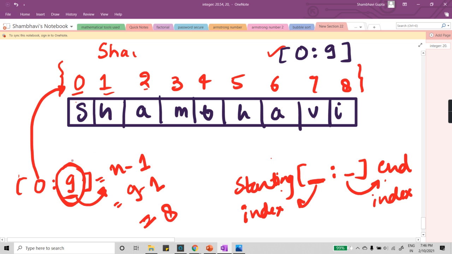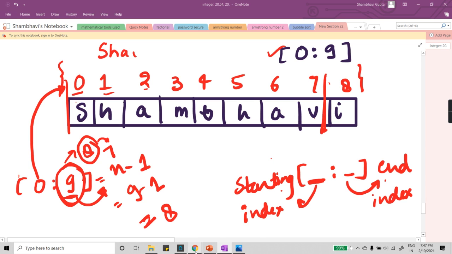Let's say in place of this 9 I have written 8. So it would be going till 7, because n minus 1, so 8 minus 1 is 7. Then it would be printing only till V. It would be starting from S and printing till V.